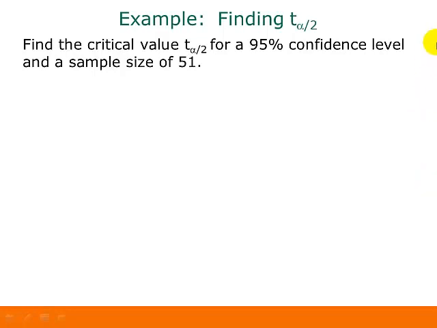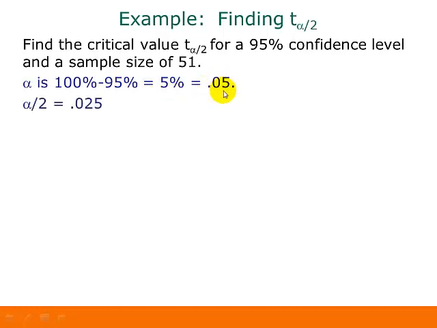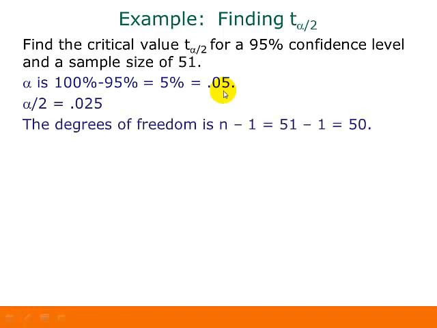Now what matters for these critical values is both the confidence level and the sample size, because our t-distribution does depend on the value of n. So we have to know both of these details. First we're going to do just what we did with the critical values from the standard normal distribution, that is, find alpha. So we subtract our confidence level from 100%. This gives us 5% for this one, so that's 0.05. Then we divide alpha by 2, which gives us 0.025.